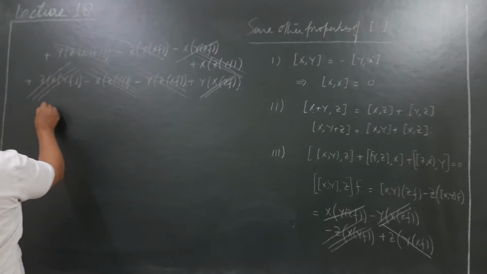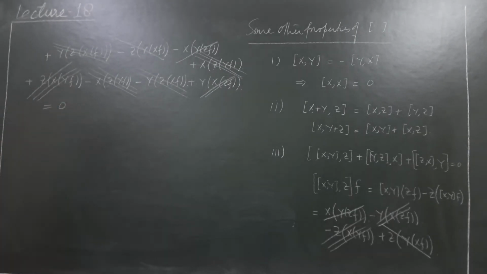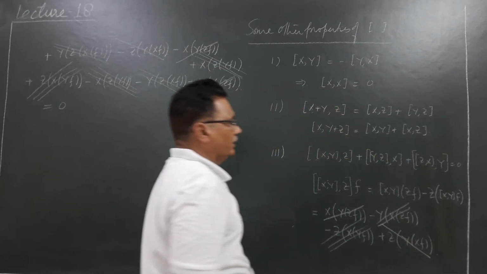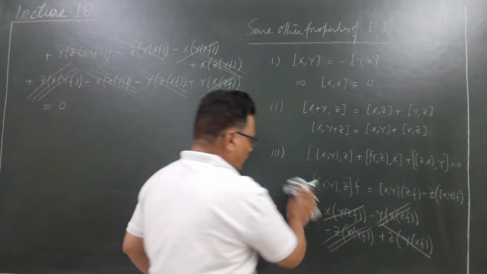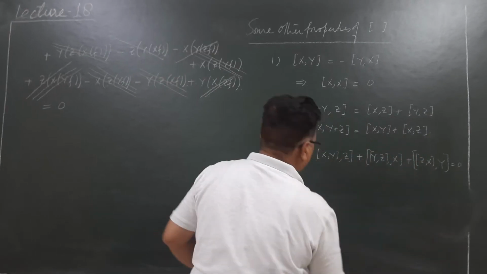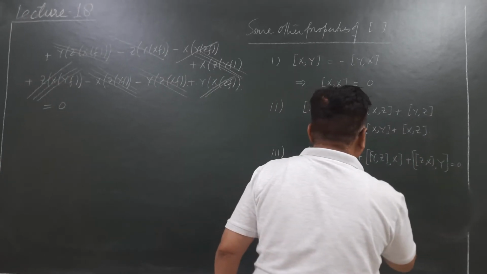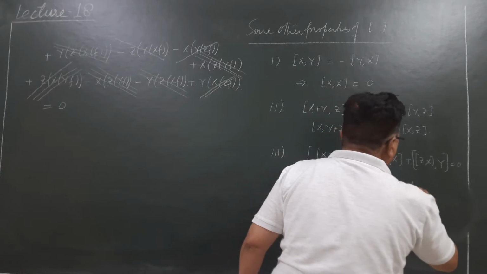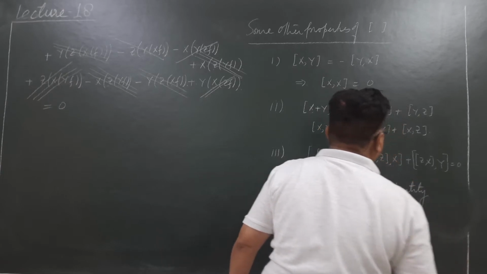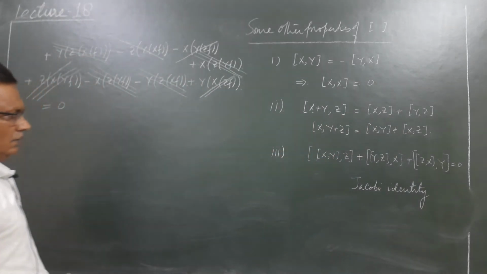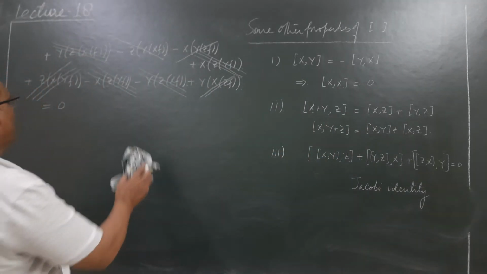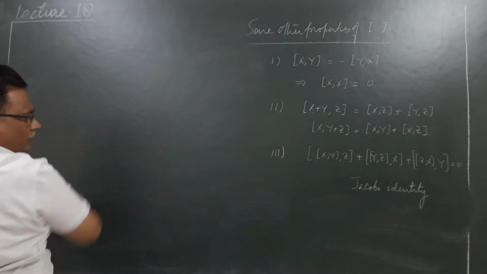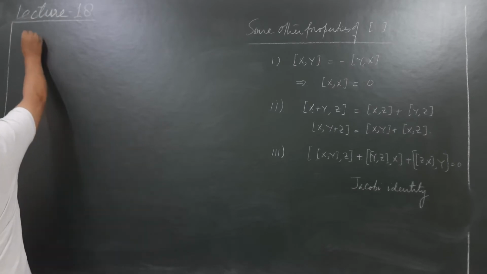So the sum becomes zero. So this identity involving Lie bracket is called the Jacobi identity. We call it Jacobi identity. Alright, and then we have multiplication by function. So this was number 3, and now come to number 4.